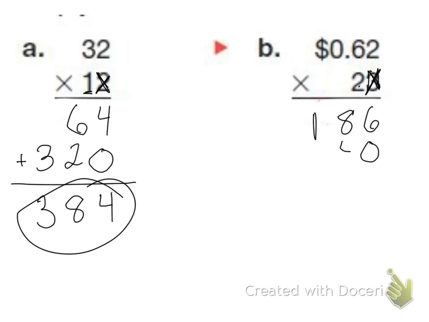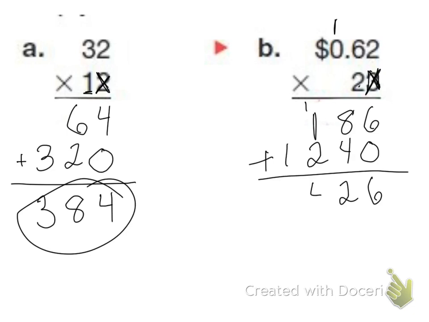Then I multiply the next number. 2 times 2 is 4. 2 times 6 is 12, carry my 1. 2 times 0 is 0, plus 1 is 1. We add this together. We have 6. 8 plus 4 is 12, carry my 1. 1 plus 1 is 2, plus 2 is 4, and then 1. Now the decimal, I'm going to put it after pennies and then dimes. So pennies, dimes, my decimal goes here.